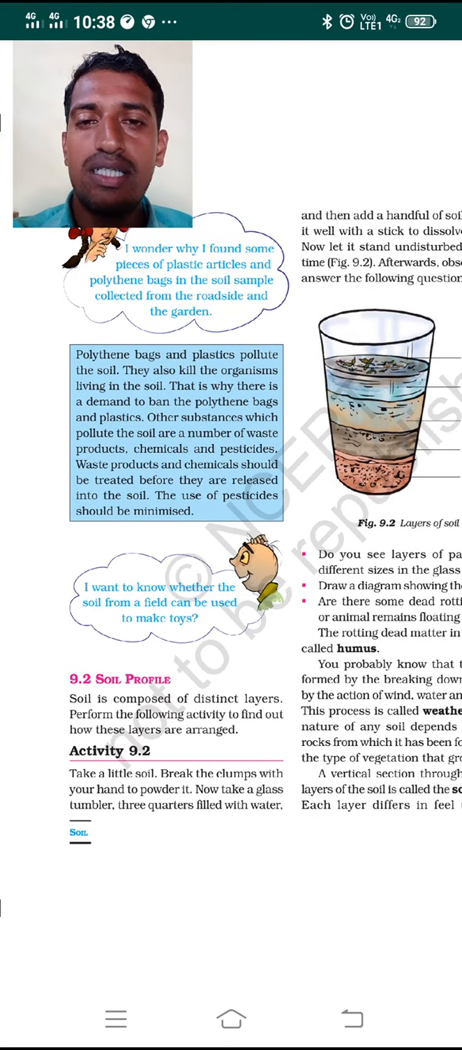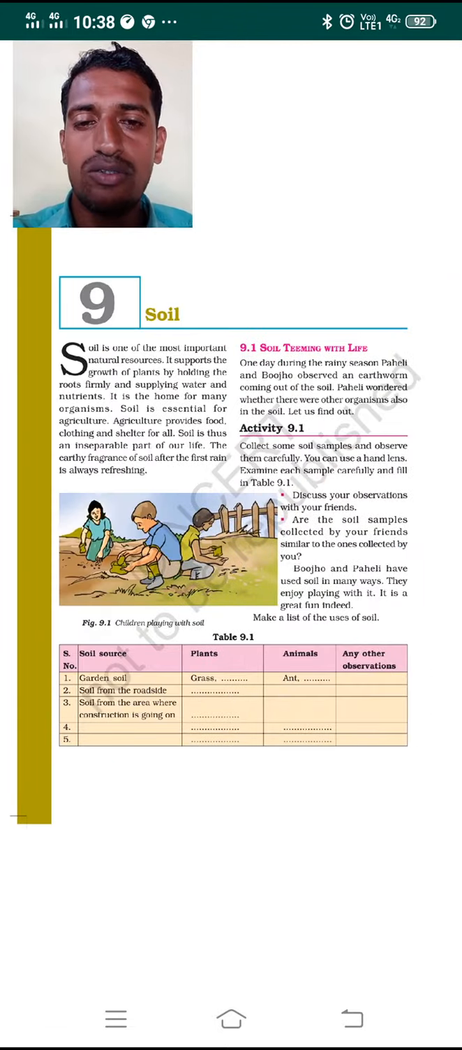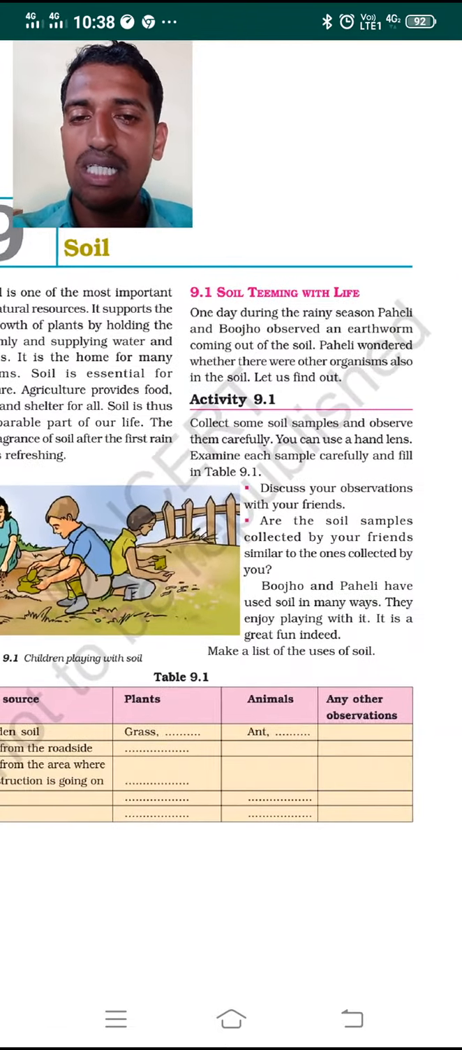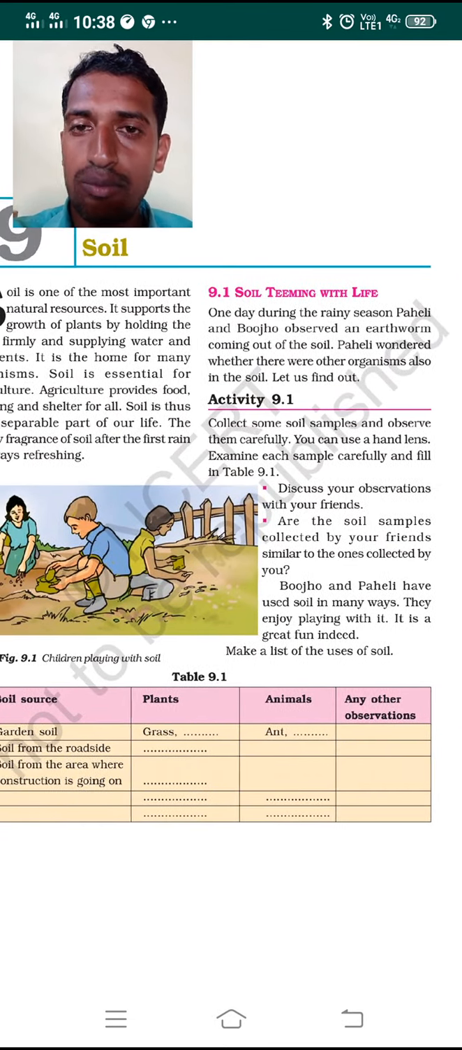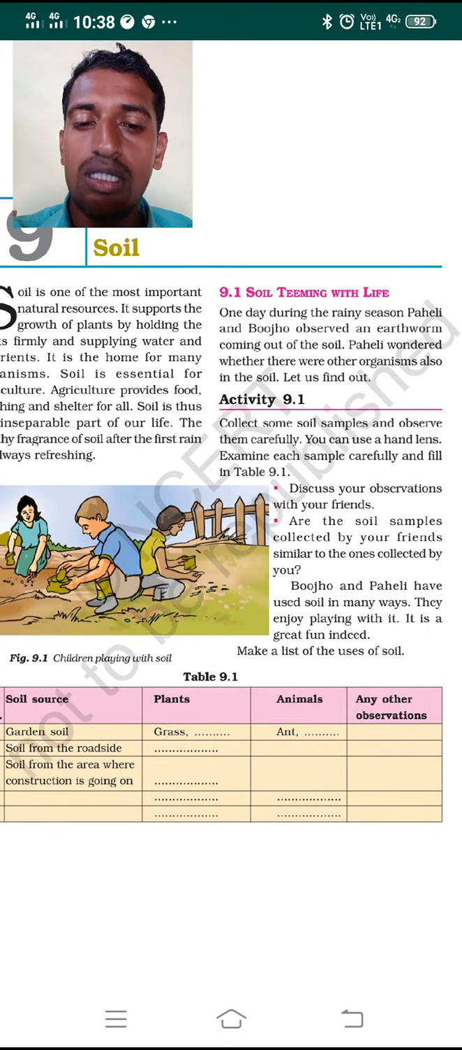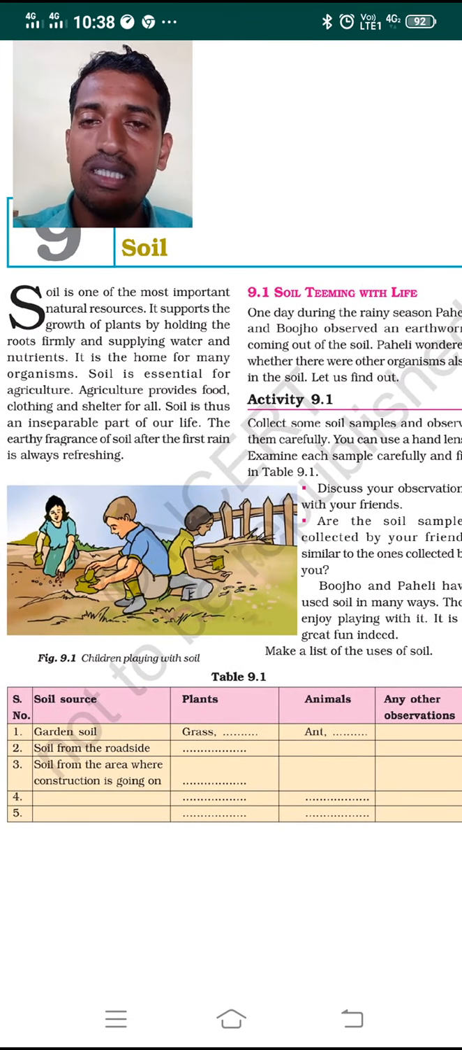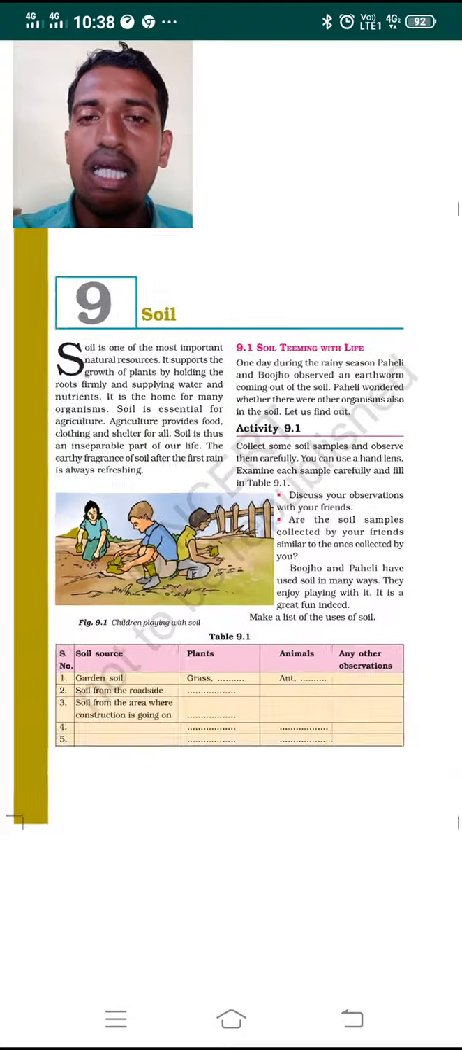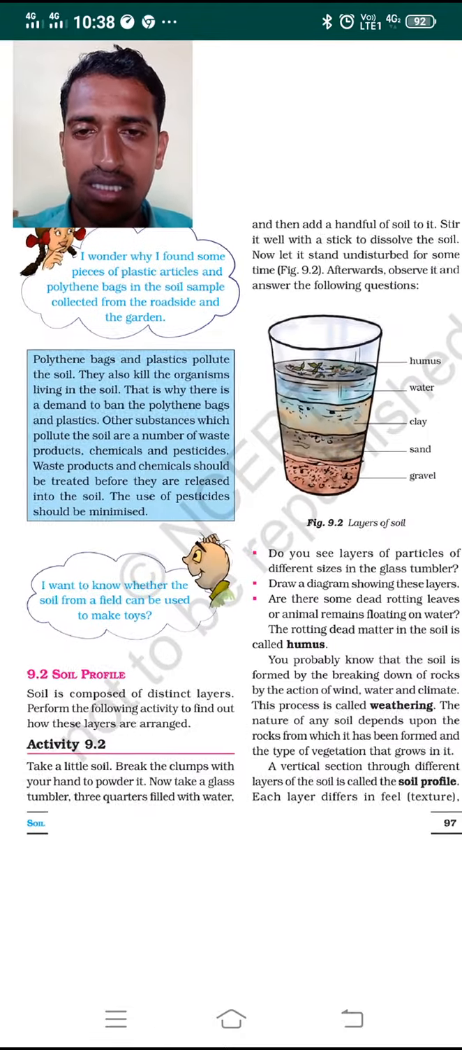What are the different animals and organisms which live in the soil, that we discussed in the previous class, and I told you to make a list. I hope you have made a list of all the animals and plants which are found in this particular kind of soil: garden soil, soil from the open ground area, roadside soil, soil from the construction site. So collect the samples and try to write the observations of what you have found. That was the activity I gave you. I hope you have done this activity, and now let's go for the next activity.